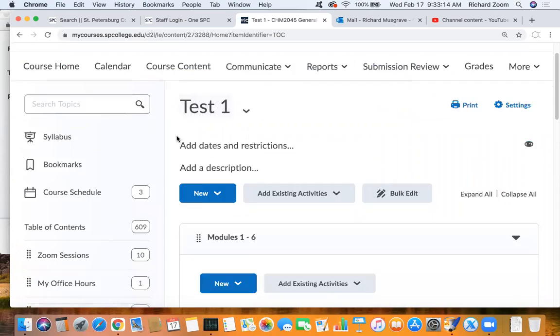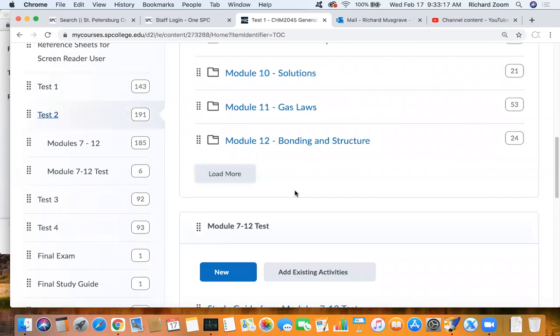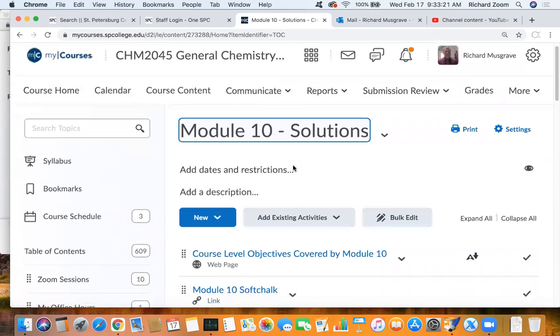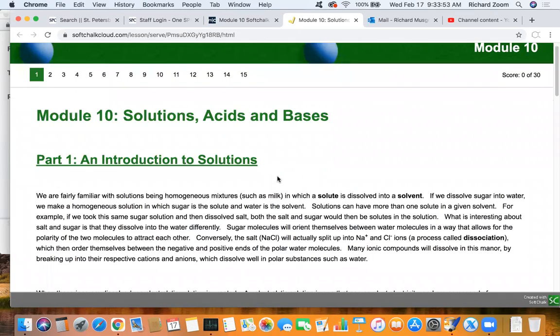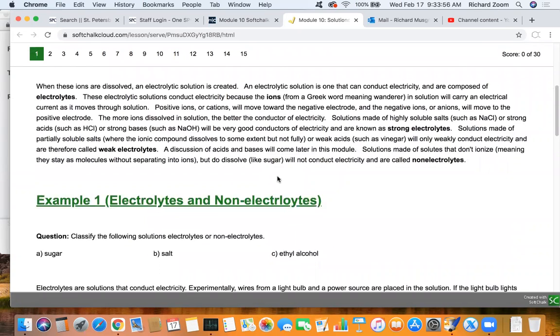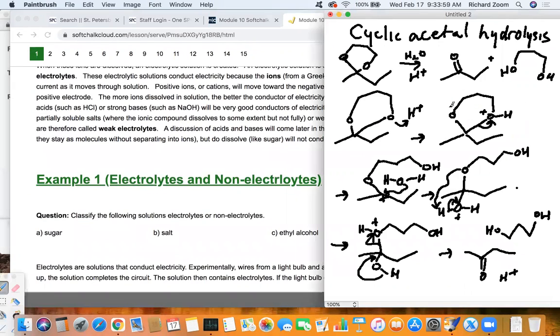All right, let's see, course content, test two. So yes, it looks like test two will be due 2 weeks from today. We'll do module 10 today, which is Wednesday. We'll do module 11 on Monday. Module 12 will be next Wednesday, and then we'll have review on that Monday, and then the test will be due on that Wednesday. All right, that gives us plenty of time to go over everything we need to go over here.